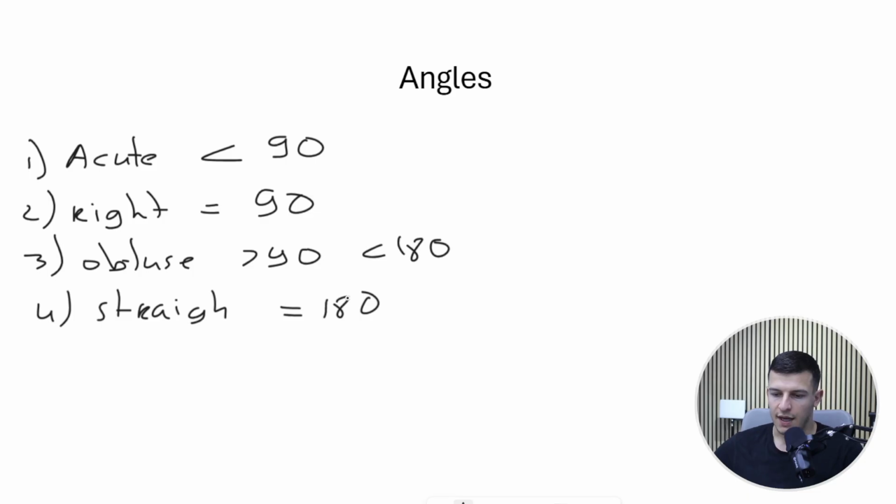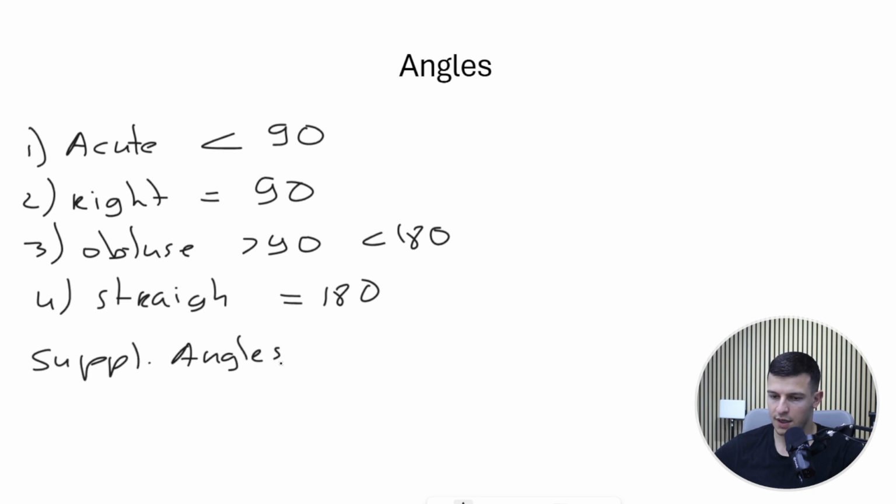We have supplementary angles. Now, what do we know about supplementary angles? We know that they should add up to 180 degrees. Sum equal to 180 degrees. What's the example of that? If you have a line like that, let's say this is angle 1, this is angle 2. So angle 1 and angle 2 are supplementary angles.